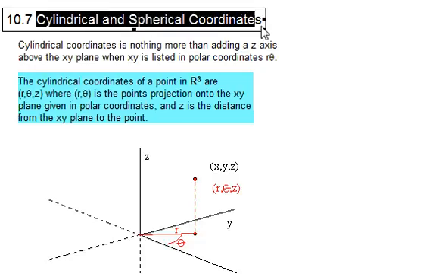This last lesson in Unit 1 is about cylindrical and spherical coordinates. I would assume you'd like to learn about them. Yeah, baby! Alright, so let's talk about them.